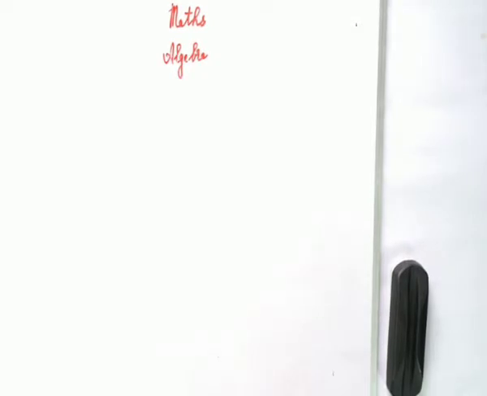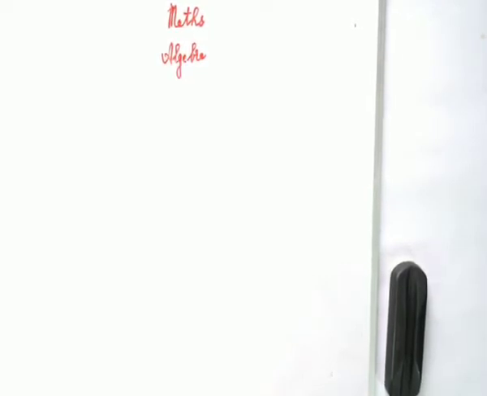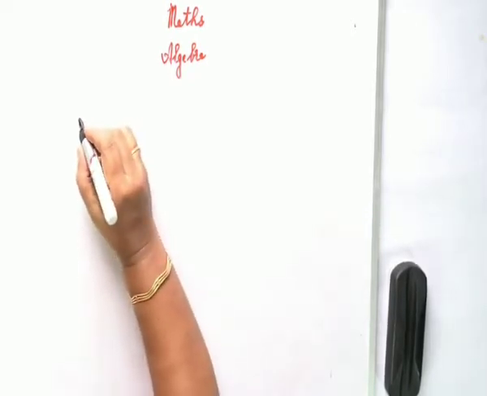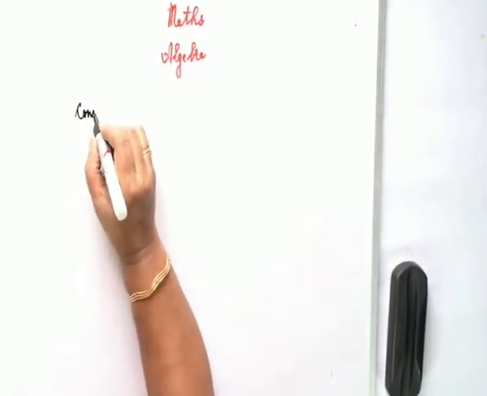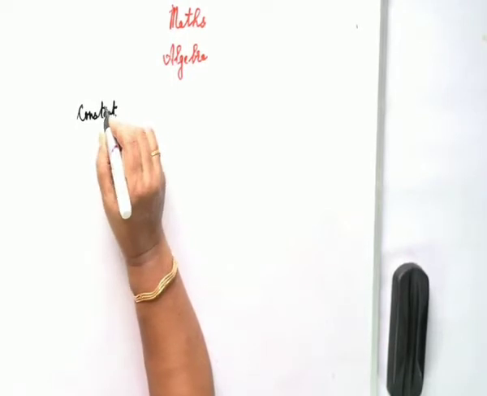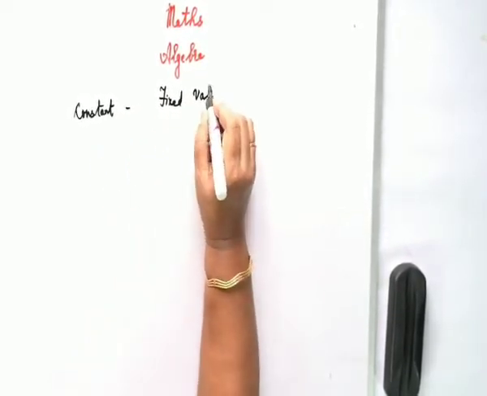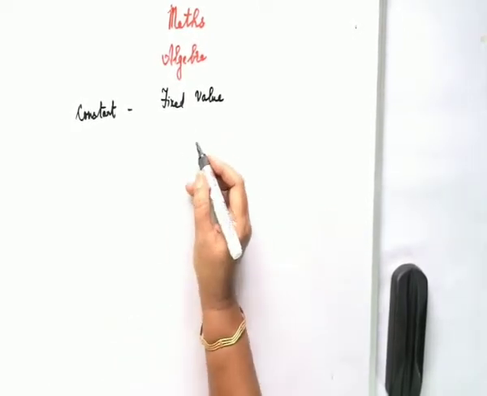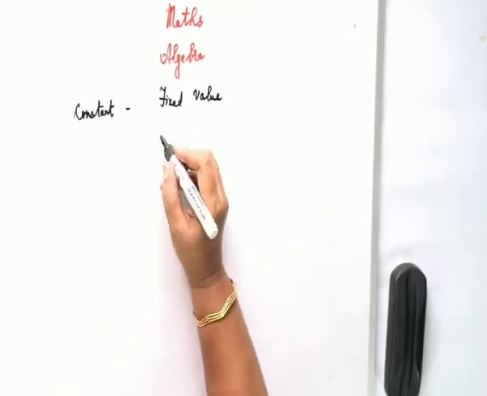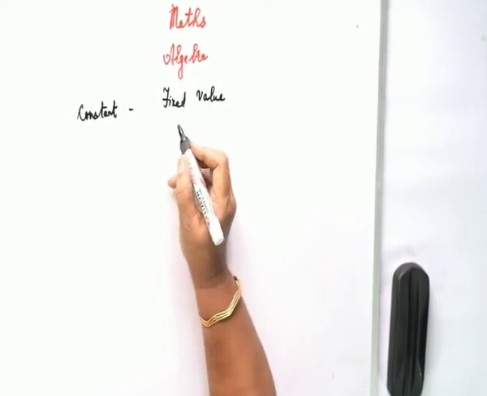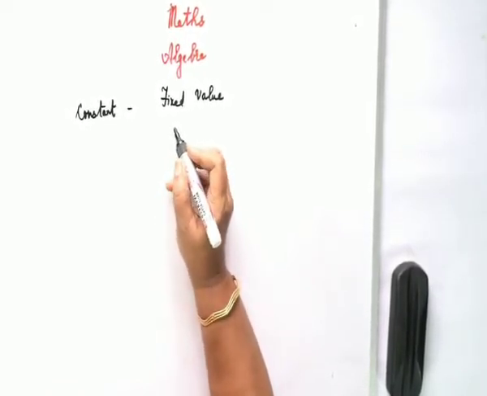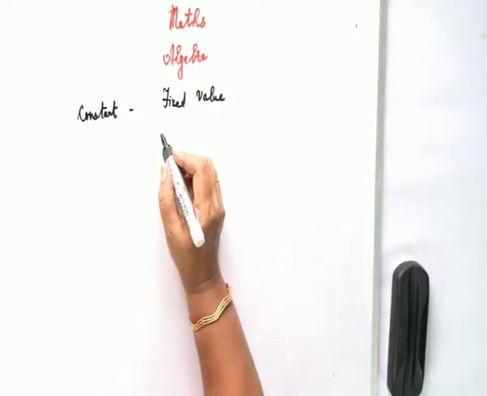Algebra is a branch of mathematics that deals with constant, variable and arithmetic operators. Let me explain what is constant. A quantity that has a fixed numerical value is called constant. Numbers have fixed value. All the numbers: natural numbers, positive integers, negative integers, decimal numbers and rational numbers.